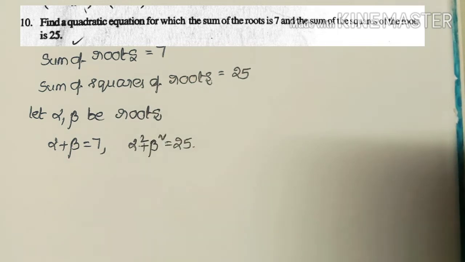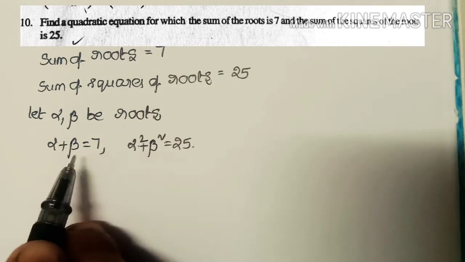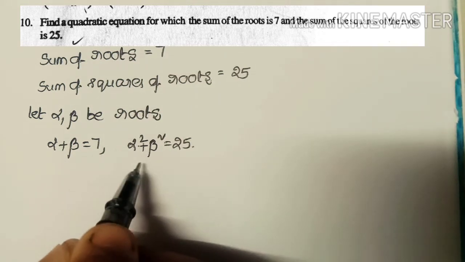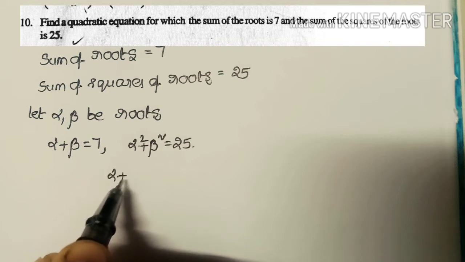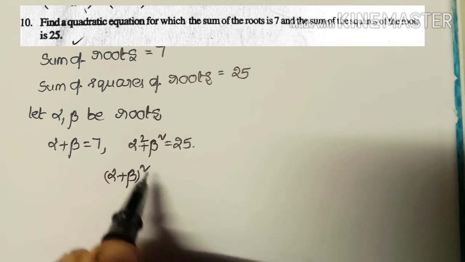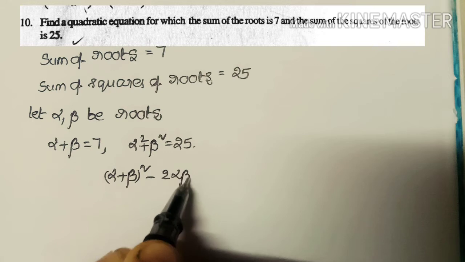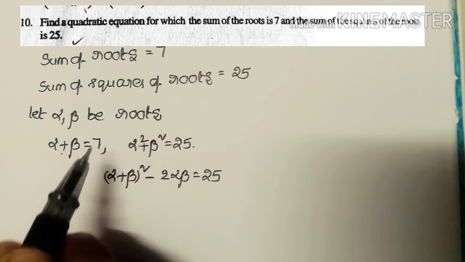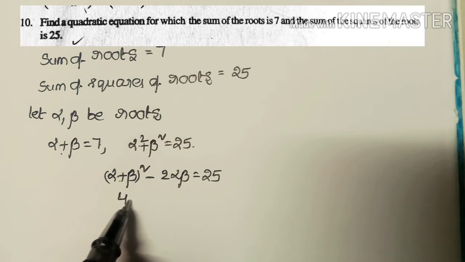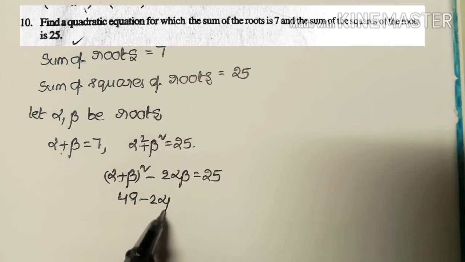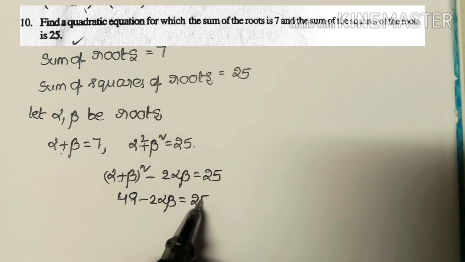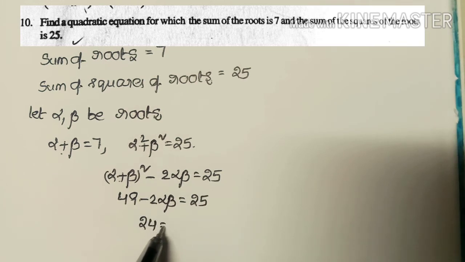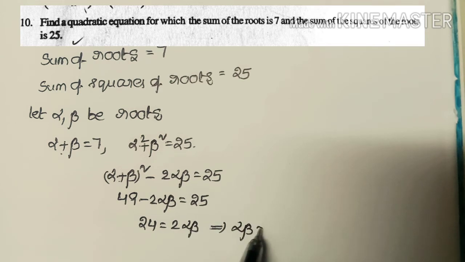Now we want the quadratic equation. So by using these two values, first we find the value of alpha beta. Here alpha square plus beta square is nothing but alpha plus beta whole square minus 2 alpha beta. This is 25. Already we have alpha plus beta equal to 7. So 7 square, 49, minus 2 alpha beta equals 25. That is 49 minus 25, 24 equals 2 alpha beta. Then the value of alpha beta is equal to 12.